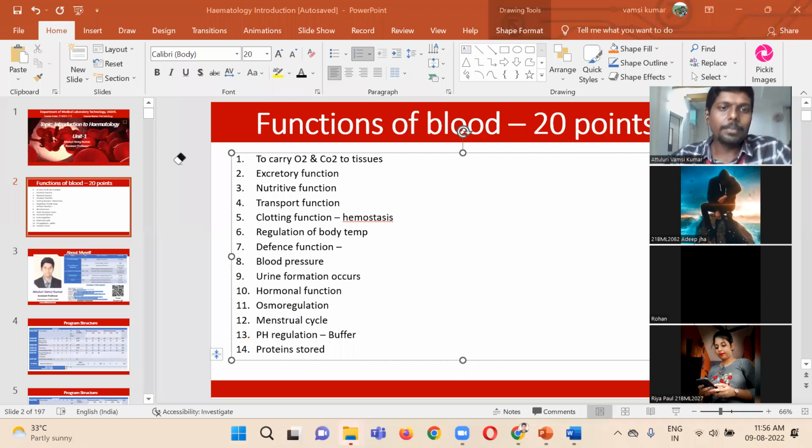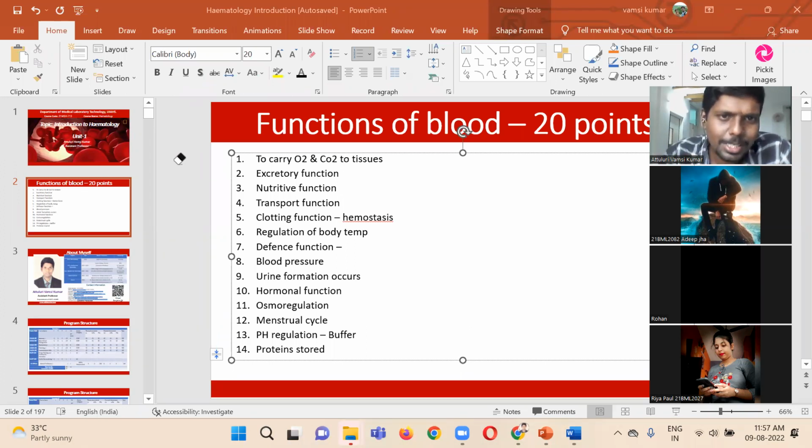Anyway, so proteins will be stored in the blood. Any other functions of blood? Any other creative answers from you? I really appreciate that you came up with 14 points. So let us summarize this, and tomorrow we can continue this session.